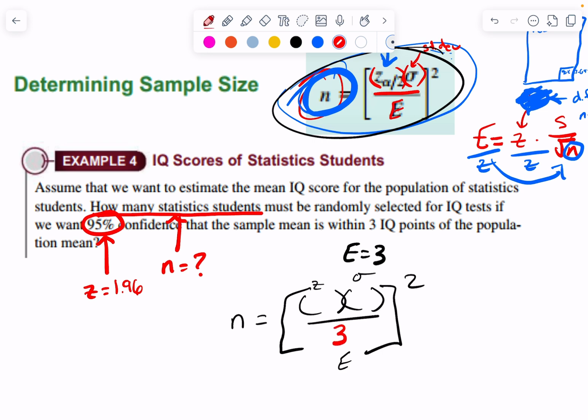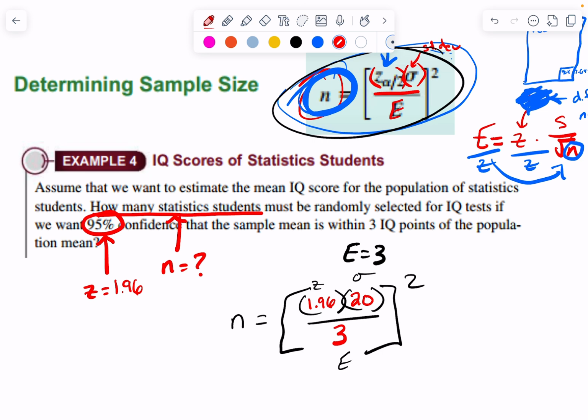3 is my error. I know that this is 1.96. Let's go with a standard deviation of, I don't know. Let's say your IQ standard deviation is 20 points. I don't know. Does that sound right? 20 points for a standard deviation for IQ? I don't know. We'll go with it.